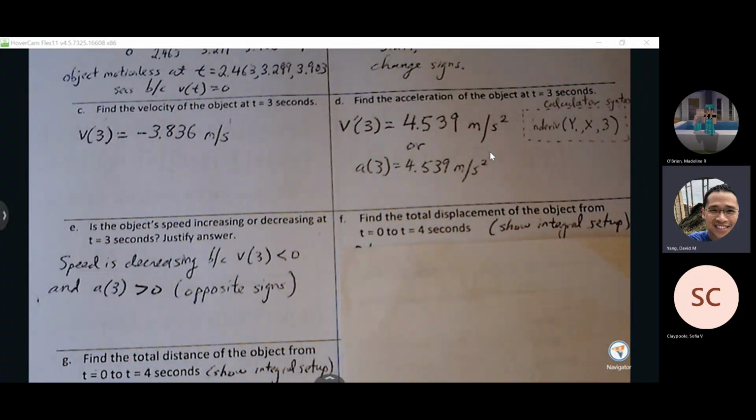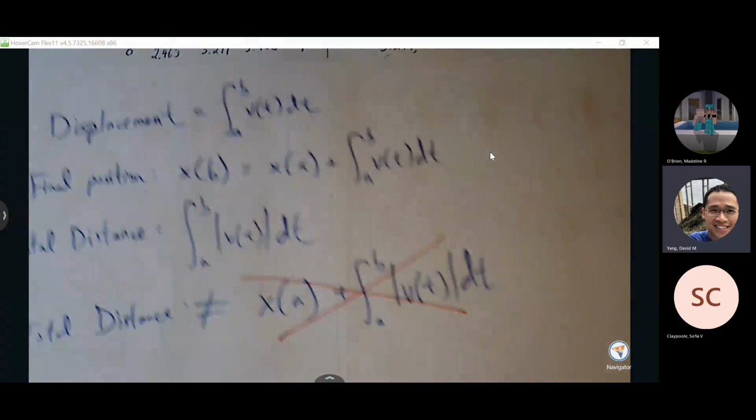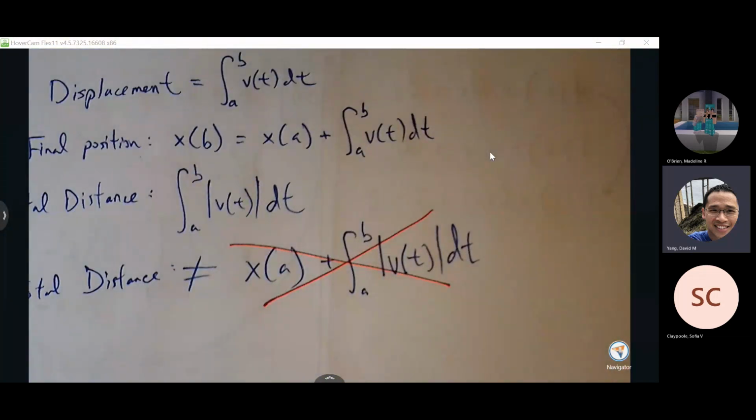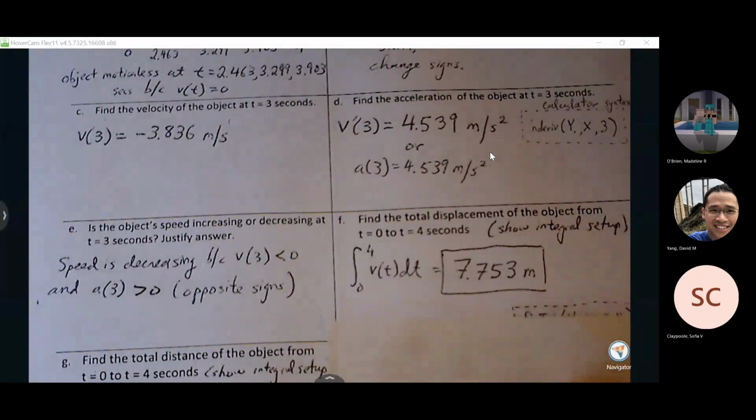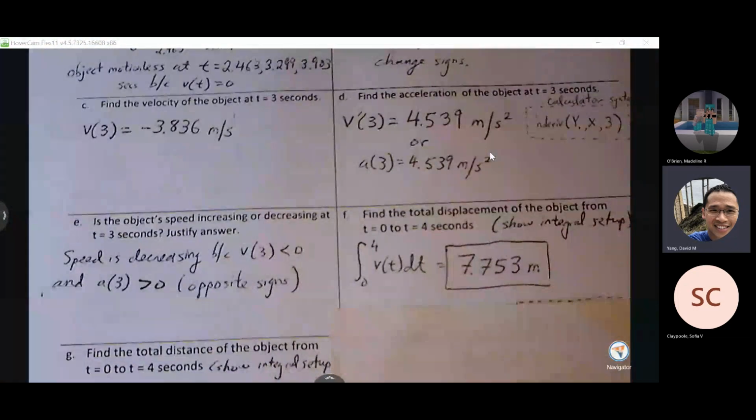Okay, next one says find total displacement. Displacement is just the definite integral. Okay, so we just set it up, definite integral. So here's the formula for displacement. It's the definite integral from a to b of v of t dt. So we just plug this in the calculator and we'll go from 0 to 4.